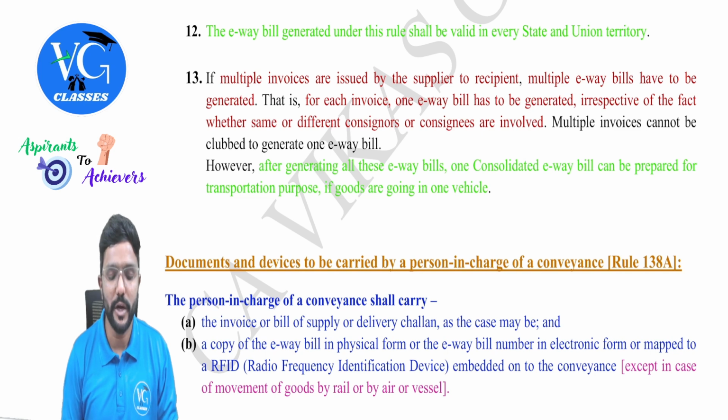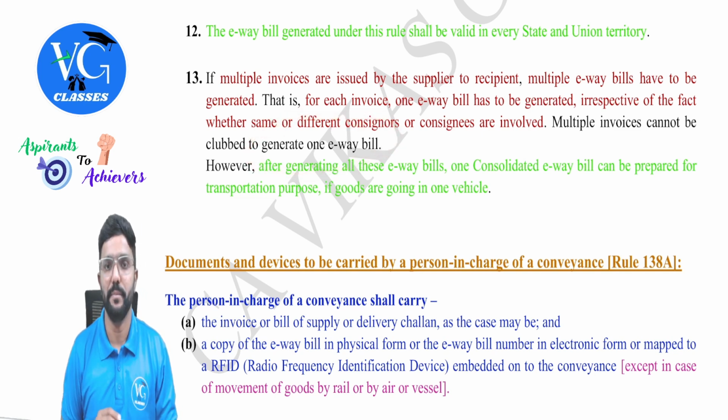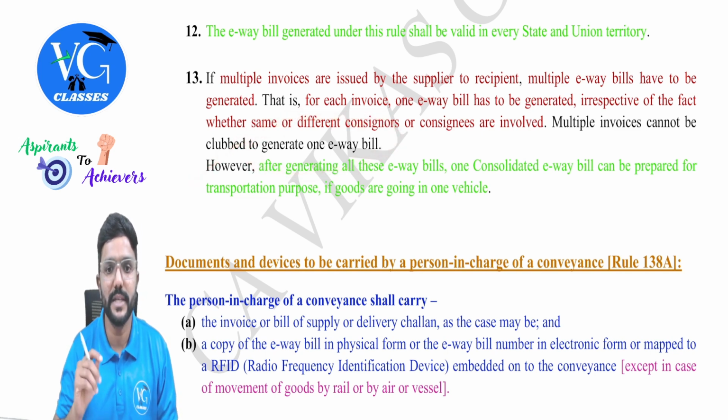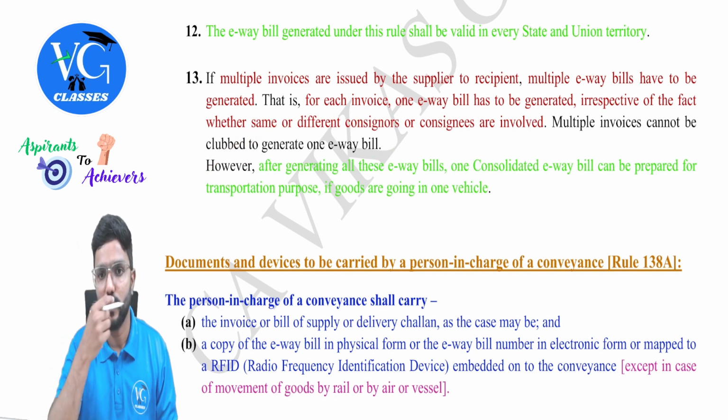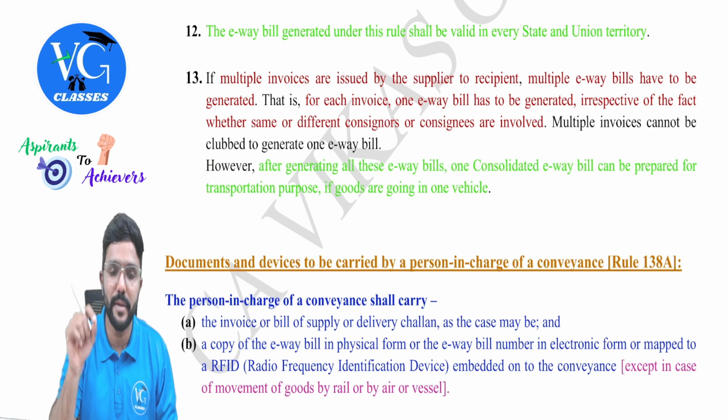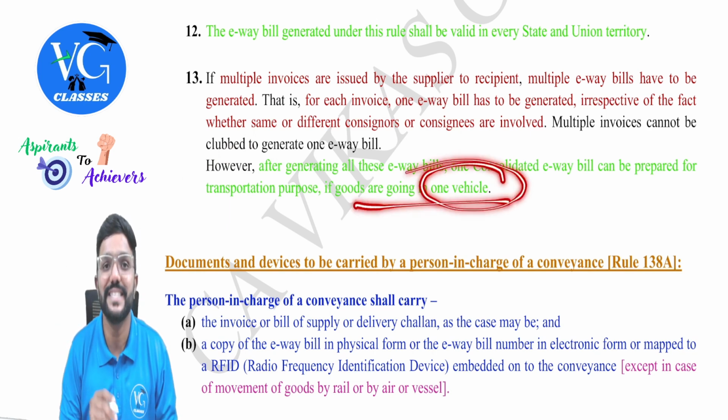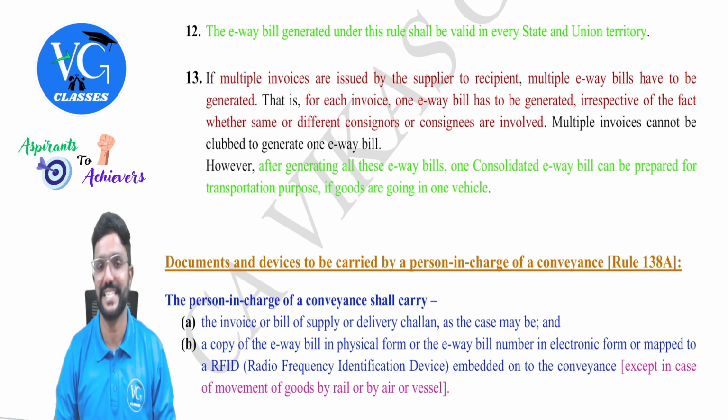Multiple invoices cannot be clubbed to generate one e-way bill. However, after generating all these e-way bills, one consolidated e-way bill can be prepared for the transportation purpose if the goods are going in the same vehicle. Only that case. Sir, if goods are going in different vehicles, can we generate a consolidated e-way bill? No, not at all.